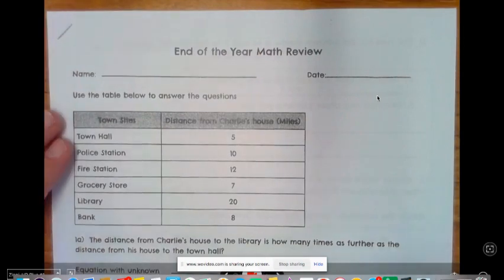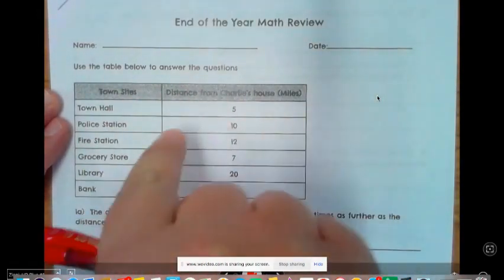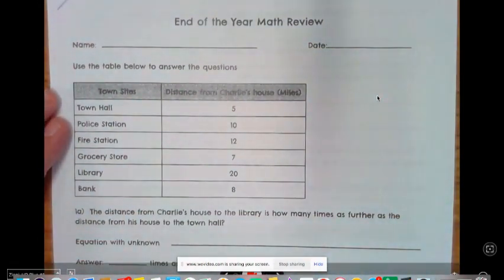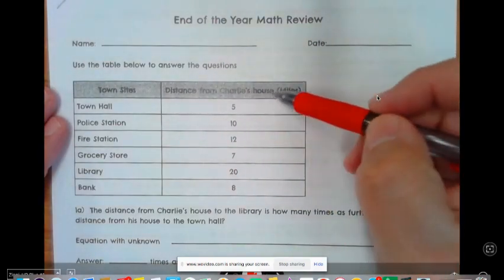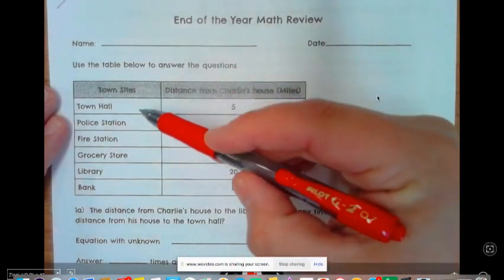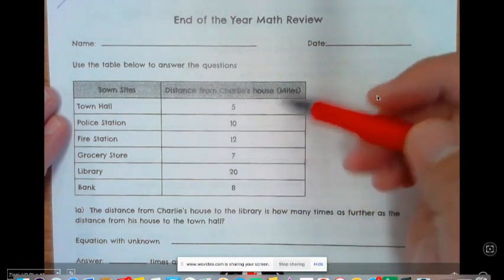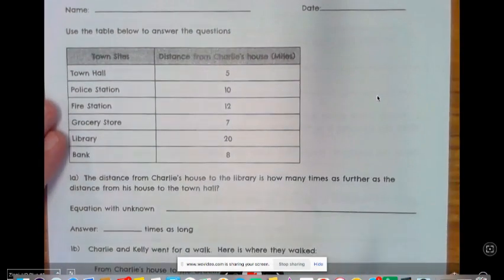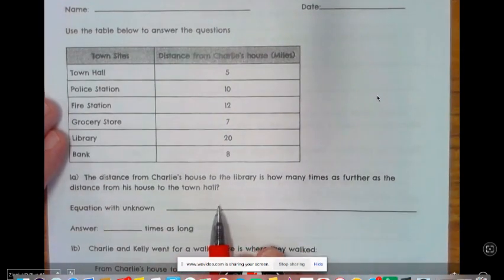All right, so to do page one, all the information you need is here in this table. So let's talk about the table for a minute. We have the distance from Charlie's house to different places in his town. For example, he lives 5 miles from the town hall, 10 miles from the police station, and so on. So the first question is asking you the distance from Charlie's house to the library is how many times farther as the distance from his house to the town hall.